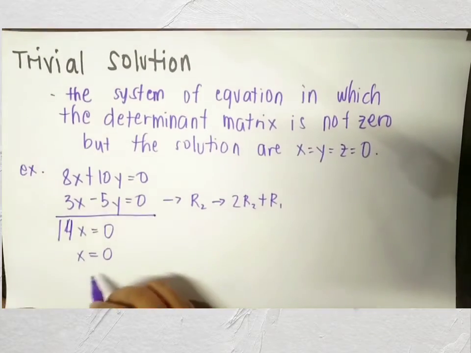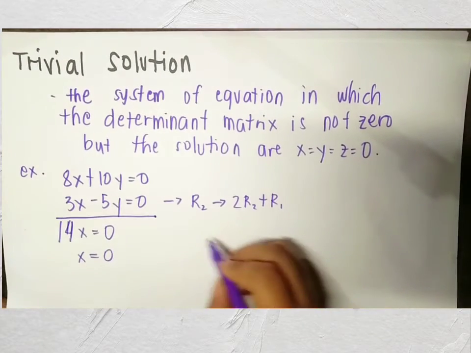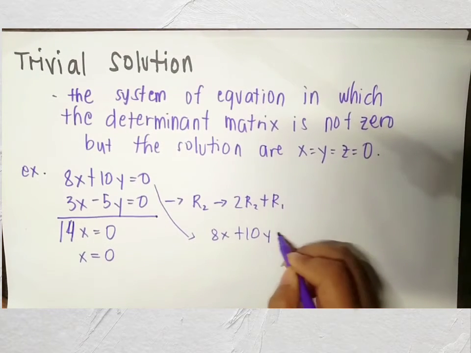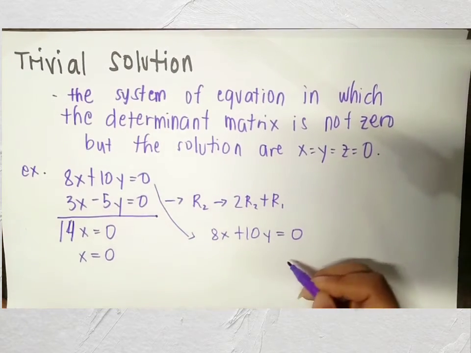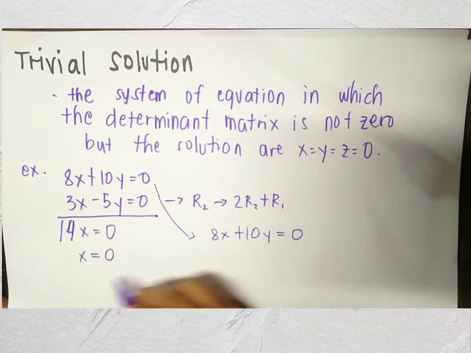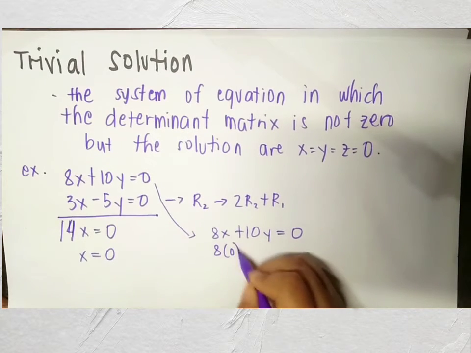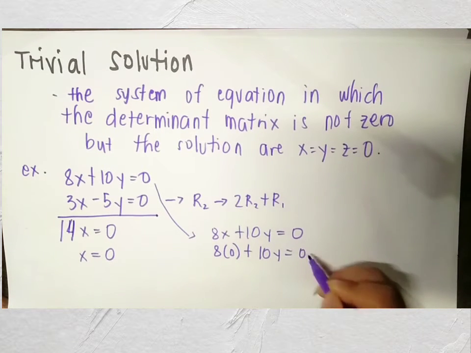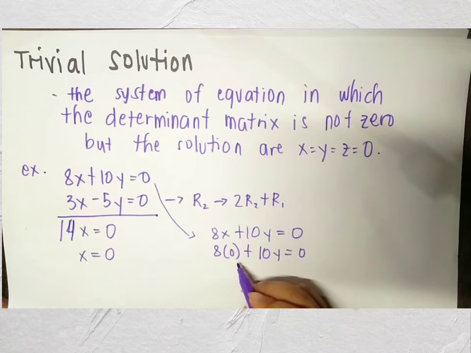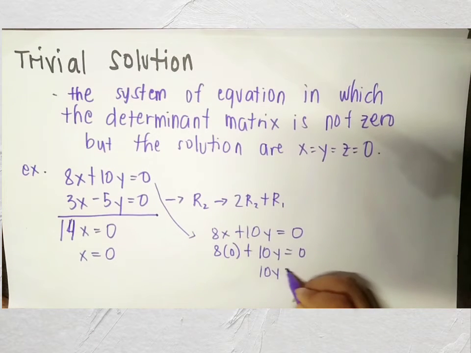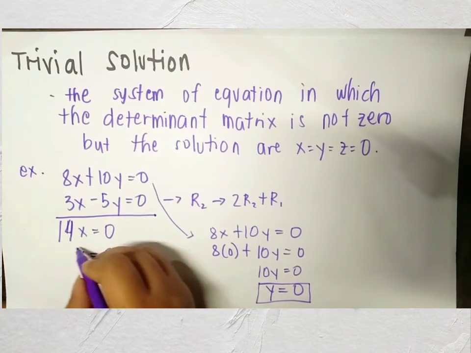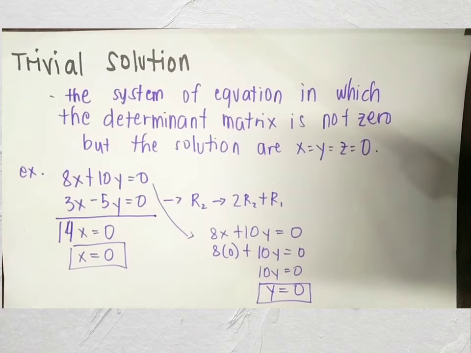So, for our y naman, ngayon nahanap na natin yung x. This one, 8x plus 10y is equals to 0. And then, isubstitute natin kung ano yung value ng x. 8 times 0 plus 10y is equals to 0. And then, 8 times 0 is 0. So, 10y equals to 0. So, automatic na ang y natin ay 0. So, this solution is a trivial solution.